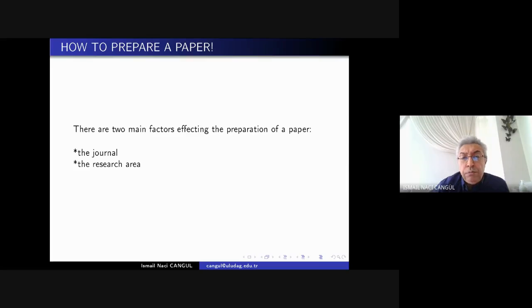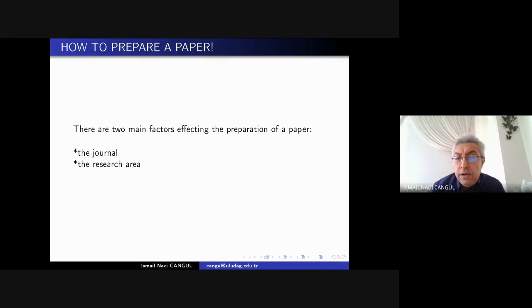So, how to prepare a paper? There are two main factors affecting the preparation of a paper. The type, the style, especially, of the journal, okay, or the publisher maybe. Usually publishers have the same format for all journals. Springer format is different. Taylor and Francis is different. Elsevier is different. Hindawi is different. All publishers have different styling, different templates.